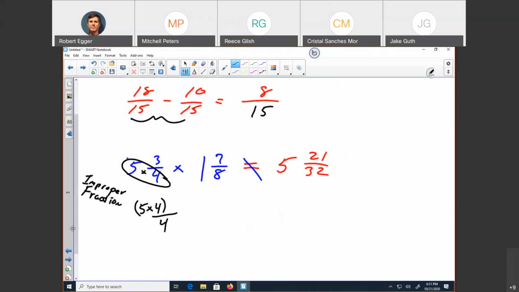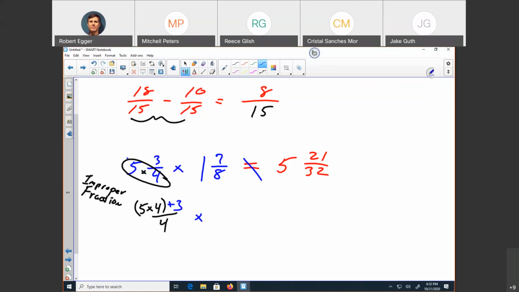And we're going to turn 5 into 4ths. 5 times 4 is 20. And I'm basically looking here, and if this is all I had, the 4s cancel, and I have 5. That's why it's 5. And then let's add what we have left, just the existing numerator. So 5 3/4.